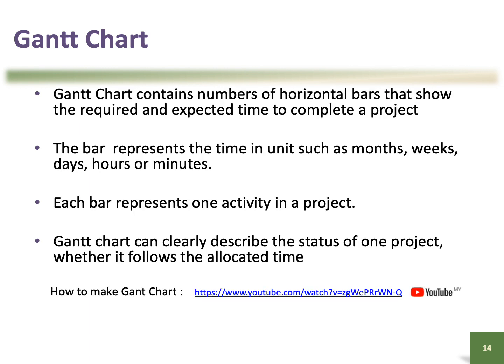A Gantt chart contains a number of horizontal bars that show the required and expected time to complete a project. The bar can represent time in months, weeks, days, hours, or minutes, so it depends on your project. Each bar represents one activity in the project. In a project, you would have many activities, and each of them would have a bar to represent how long it would take.